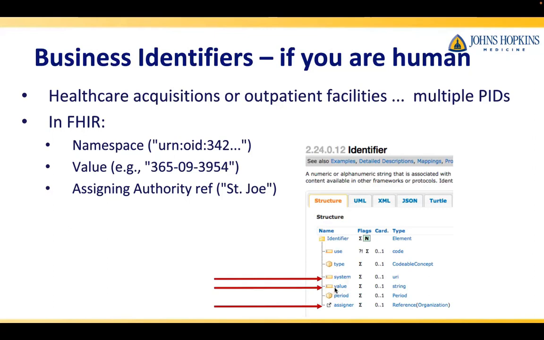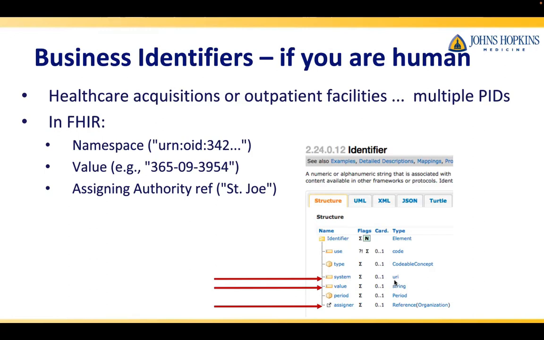Here's the element value, and you'll notice it's a string. This is where the number, for example, 365-09-3954, is actually going to be stored in the element value. However, that number can be duplicated across different healthcare institutions because it is not unique. It's only unique to a particular institution. So in addition to the value, you also need the system, or who actually assigned that value and said it was going to be unique within that particular system.